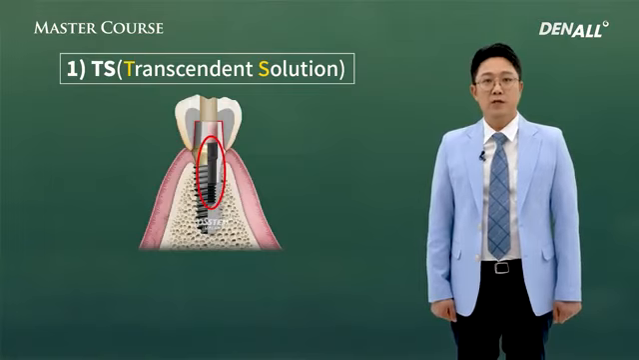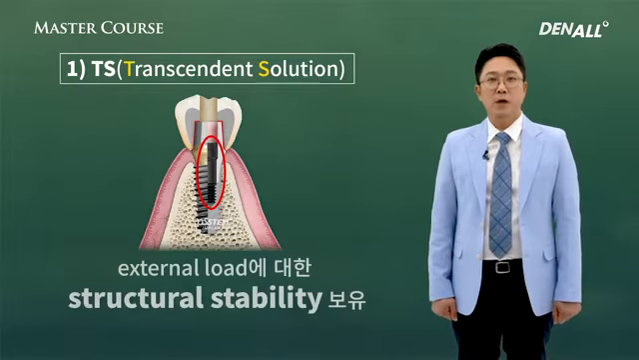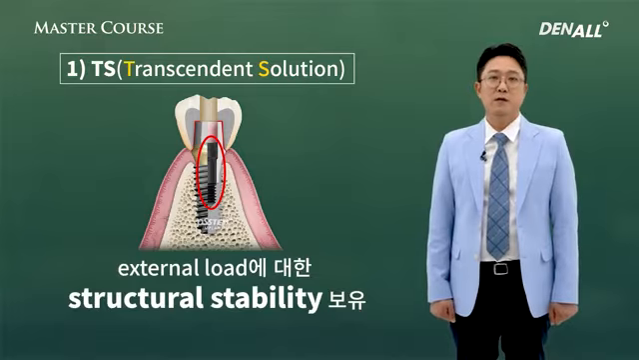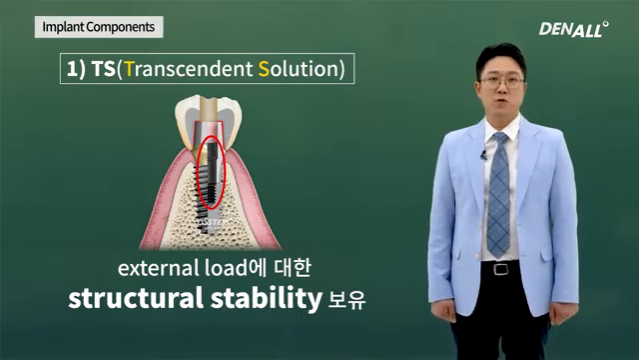Implant is positioned within bone and the connection with the superstructure is within the fixture, so even if load is applied externally, there is less possibility of screw loosening or abutment's micro movement. It is structurally stable.